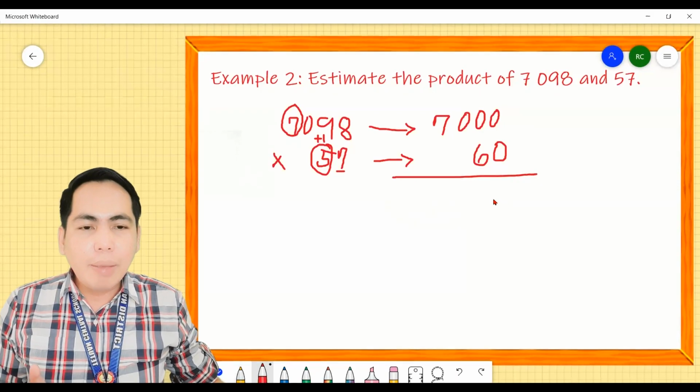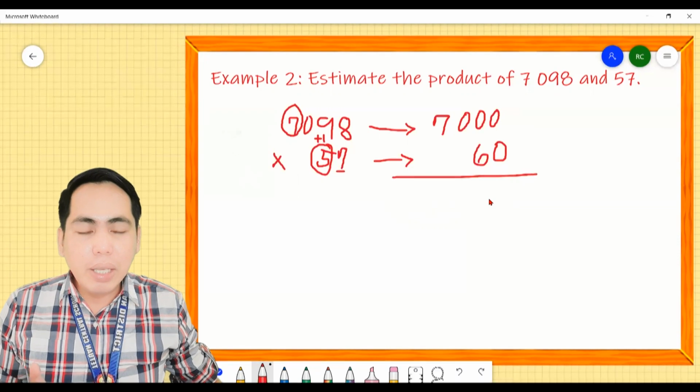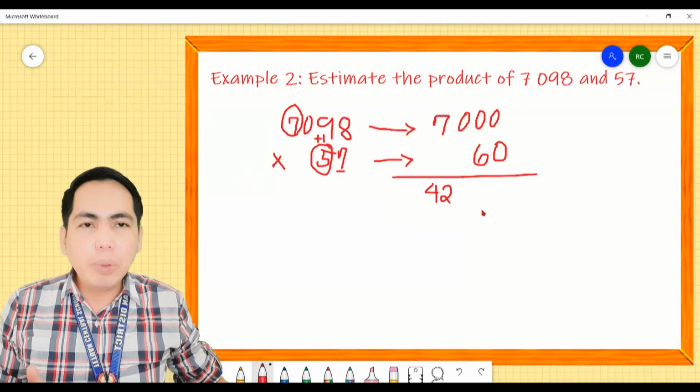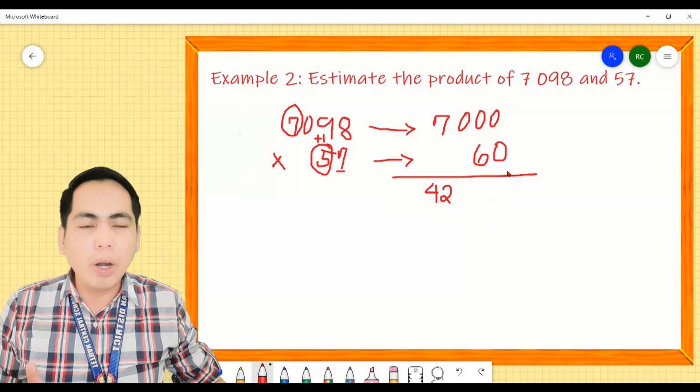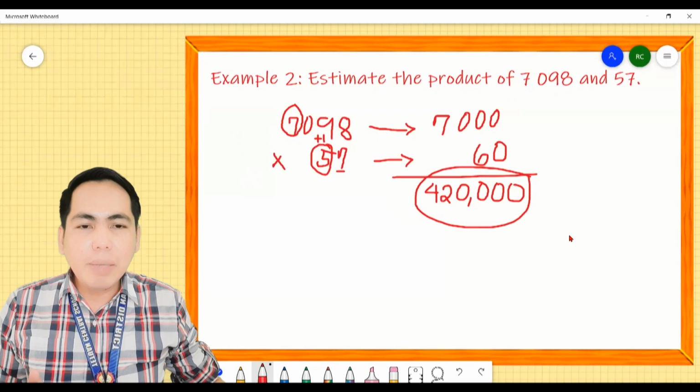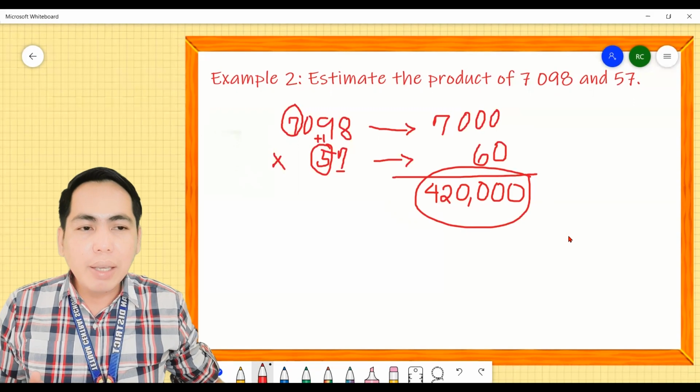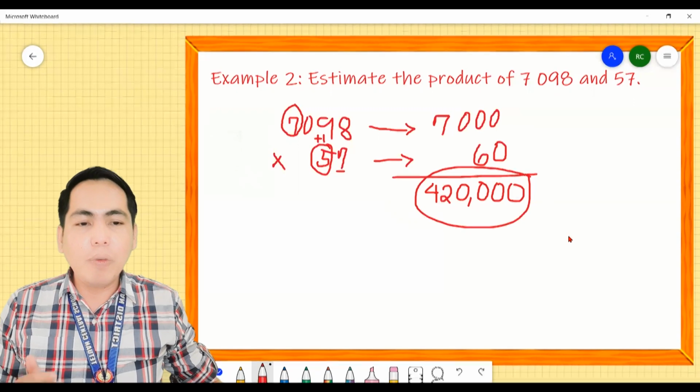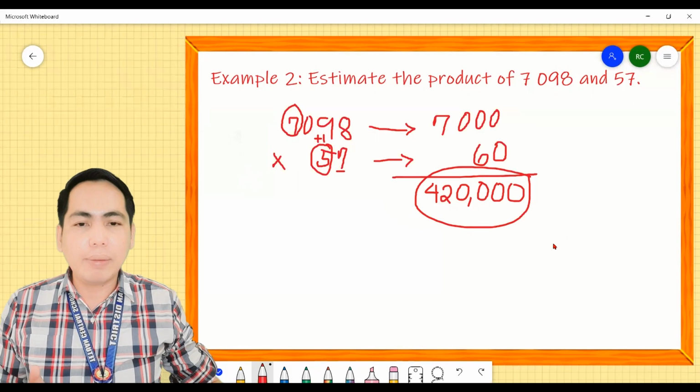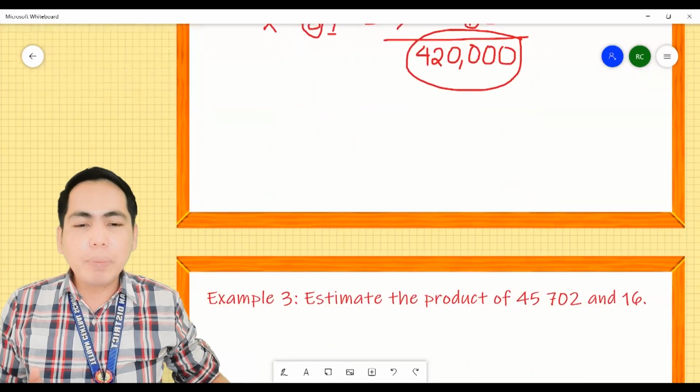Now, the next step is for us to multiply the non-zero digits. The non-zero digits are 7 and 6. 6 times 7 is 42. And then we have to count how many zeros we have in the factors. 1, 2, 3, 4. So therefore, we have to attach 4 zeros also in the product. 1, 2, 3, 4. So therefore, the estimated product of 7,098 and 57 is 420,000. Next, let's proceed to our example number 3.